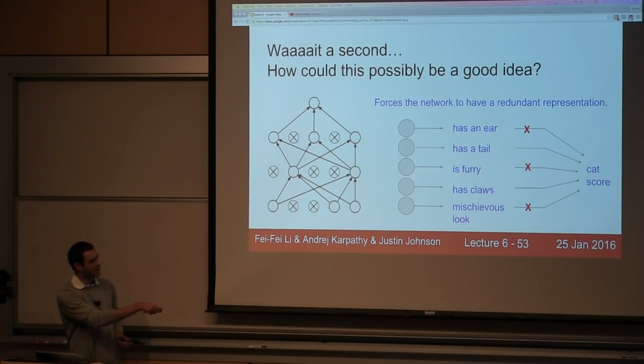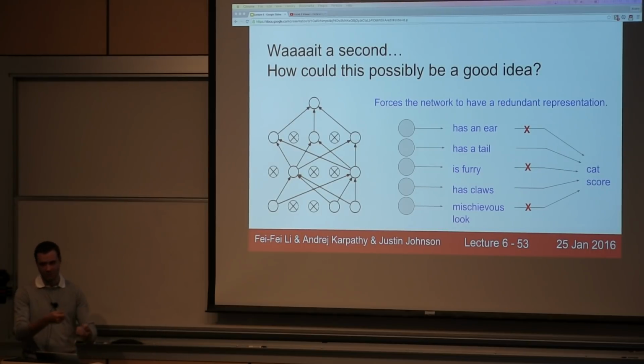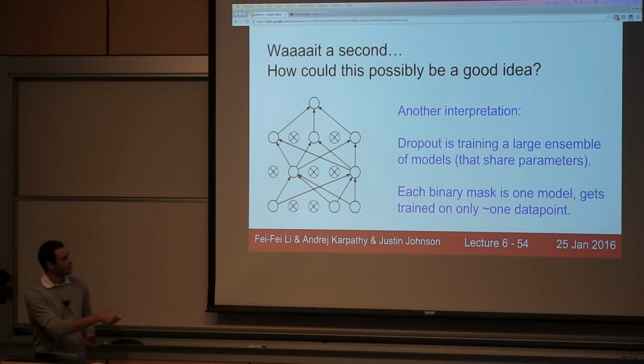So in this case, we can still classify CAT score properly, even if we don't have access to whether or not it's furry or mischievous and so on. So that's one interpretation of dropout. Okay? Another interpretation of dropout is, as was mentioned, in terms of an ensemble. So dropout can be looked at as training a large ensemble of models that are basically sub-networks of this one large network, but they kind of share parameters in a weird way.